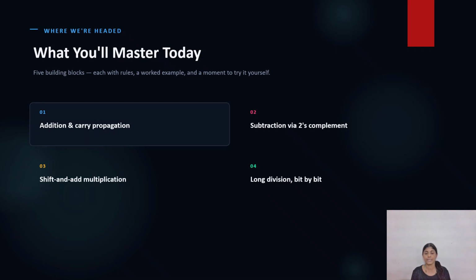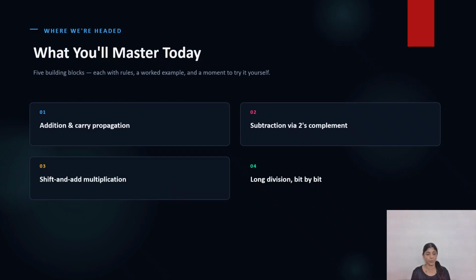Next one is subtraction via 2's complement, binary subtraction. Next is binary multiplication, which is carried out by shift and add. The fourth one is binary division, that is a long division method. You have to do it bit by bit.